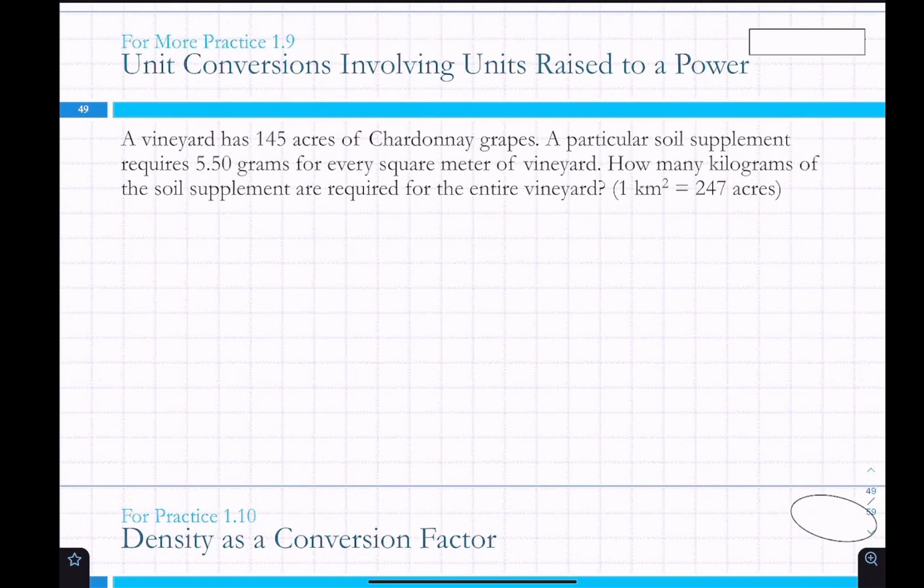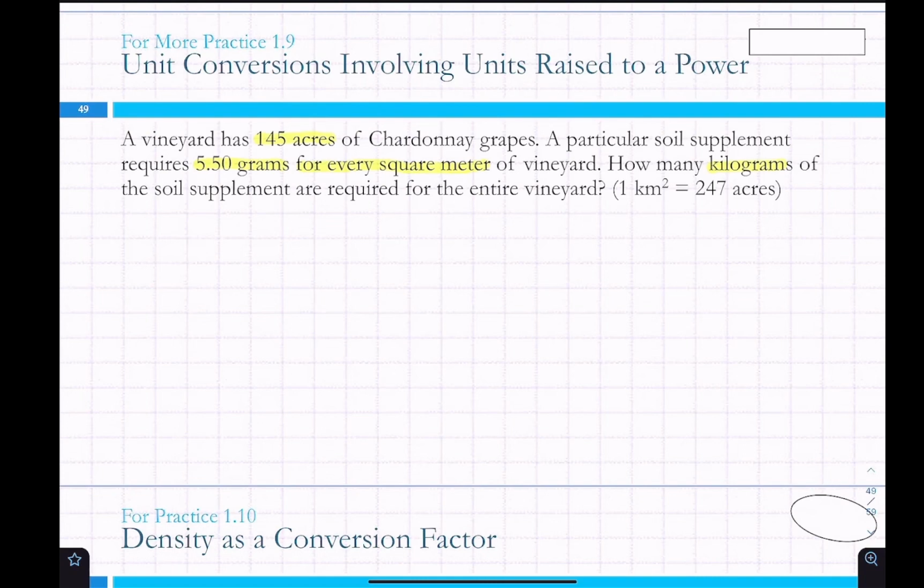So a vineyard has 145 acres of Chardonnay grapes. A particular soil supplement requires 5.50 grams for every square meter of vineyard. How many kilograms of the soil supplement are required for the entire vineyard? All right, so I've highlighted some of the important things here.